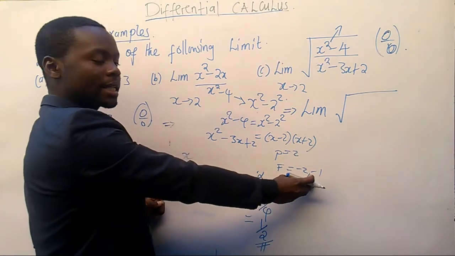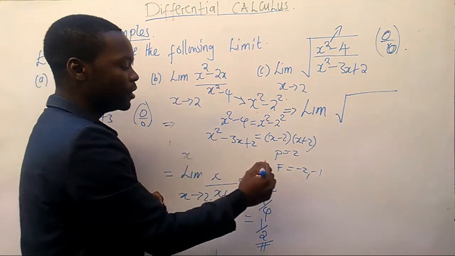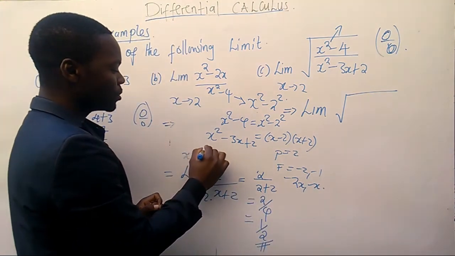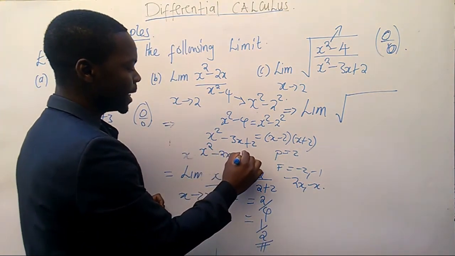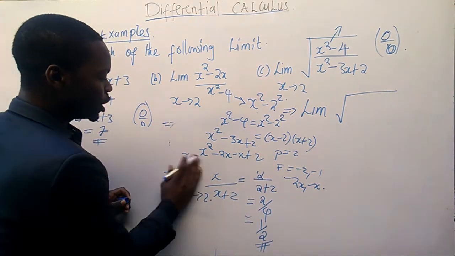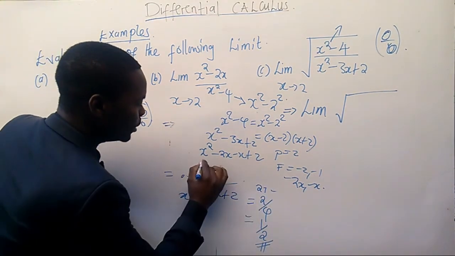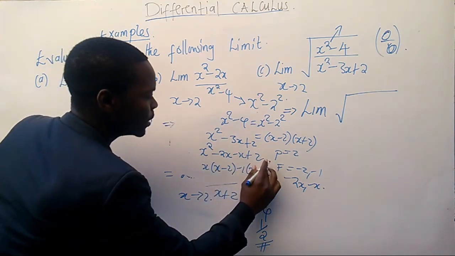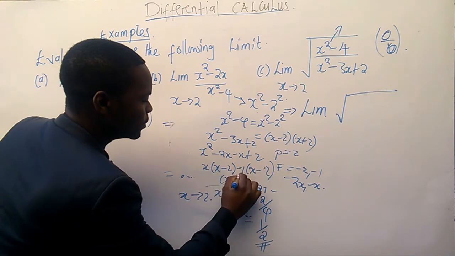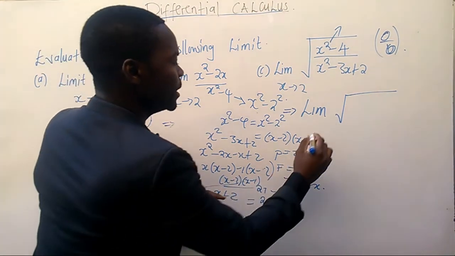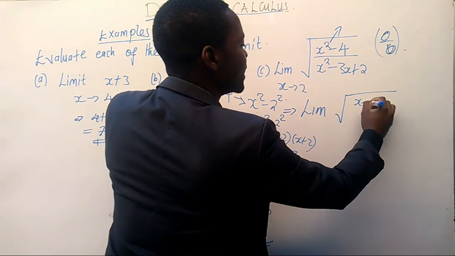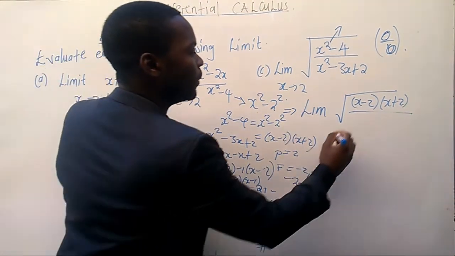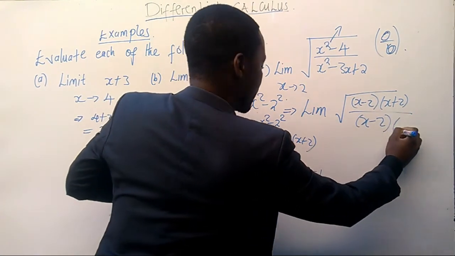So we express our factors in terms of the variables we have. You are going to have negative 2x and negative x. So we have x squared minus 2x minus x plus 2, which becomes x times x minus 2, minus 1 times x minus 2, giving us x minus 2 and x minus 1. So our numerator is x minus 2 and x plus 2, and our denominator is x minus 2 and x minus 1.